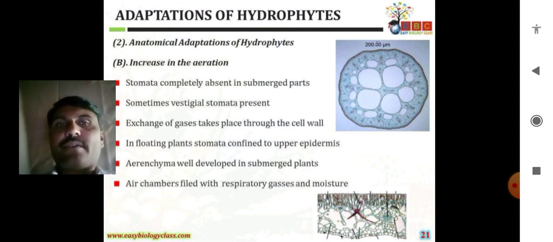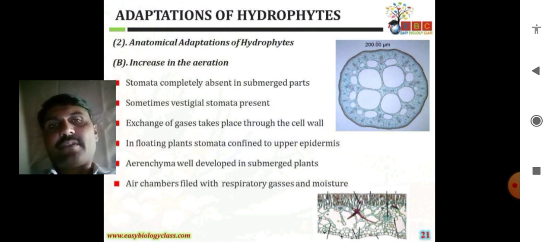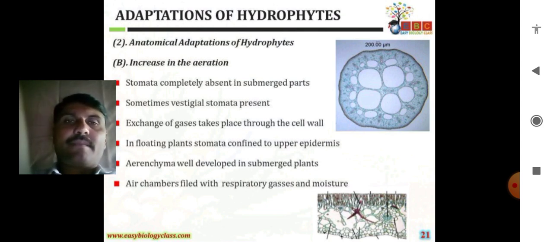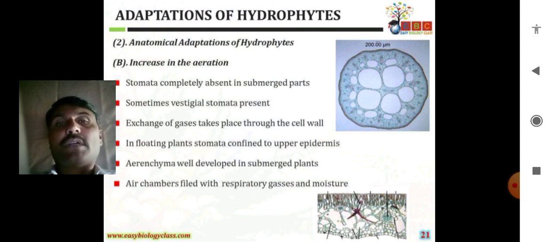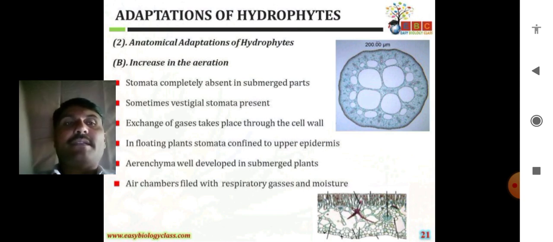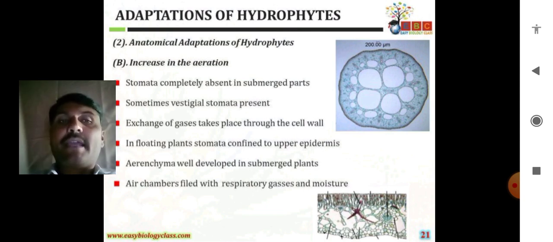See now, generally we have heard that exchange of gases is done by the stomata, but here it is done by the cell wall. Stomata are confined to the upper epidermis in floating plants. Parenchyma is well developed in submerged plants, with air chambers filled with respiratory gases and moisture.